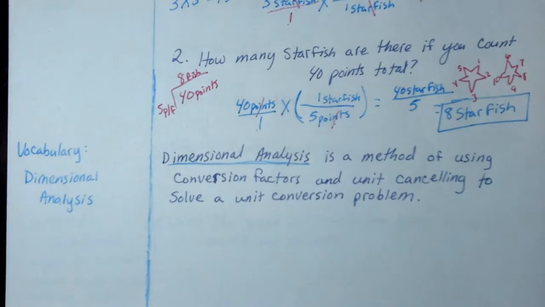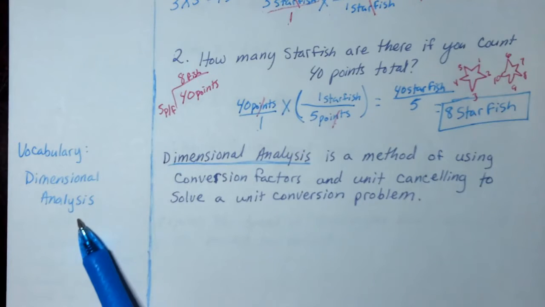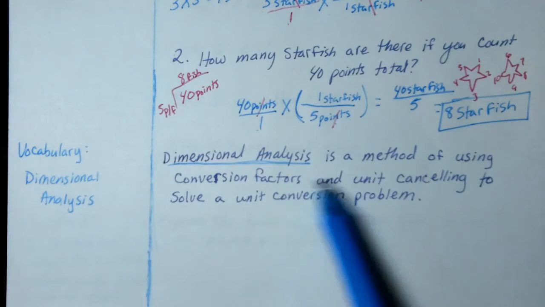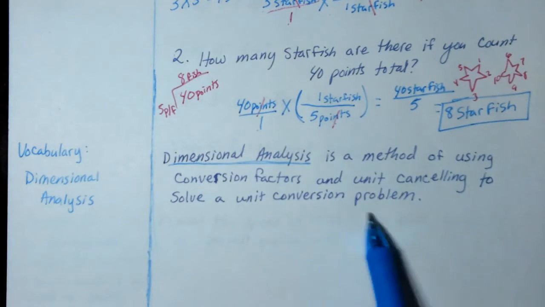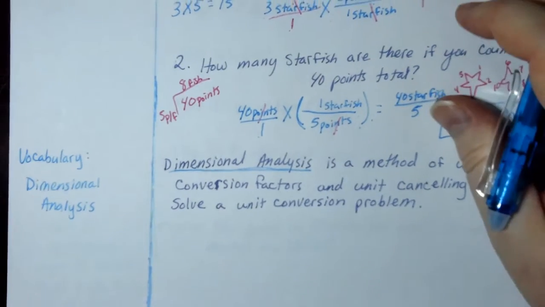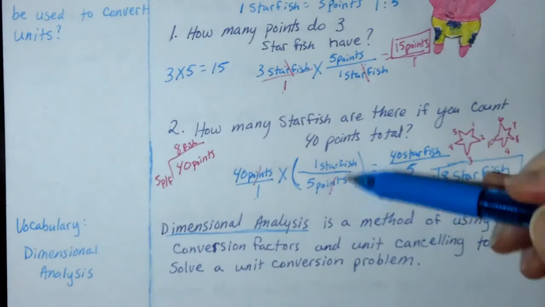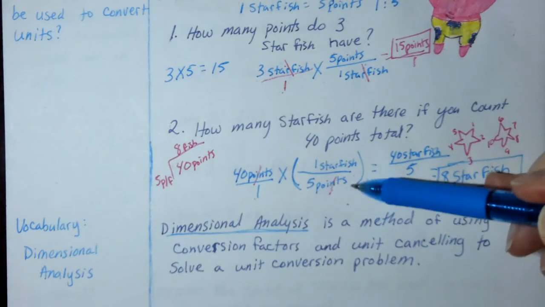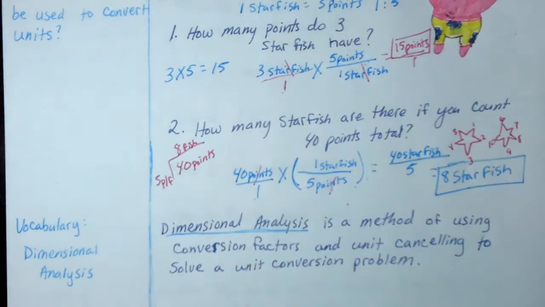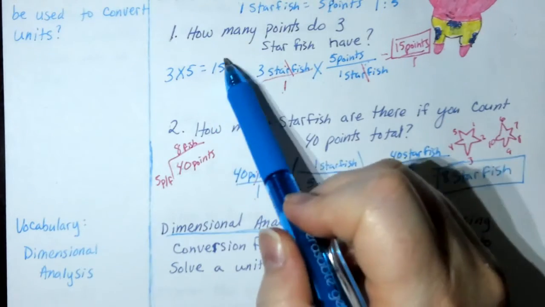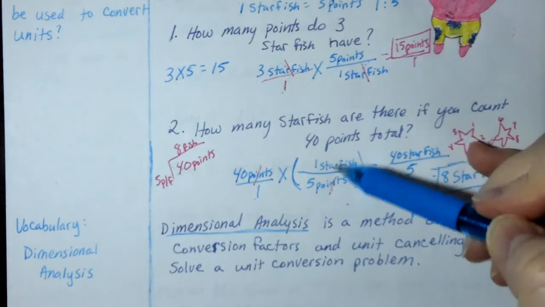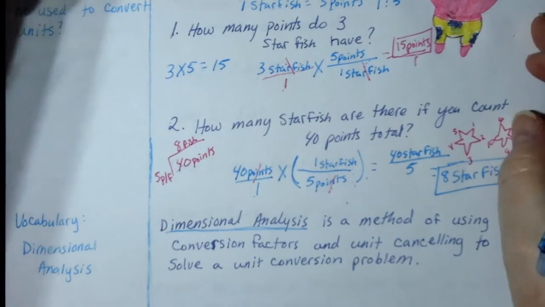Okay, so new vocabulary term, dimensional analysis. Dimensional analysis is a method of using conversion factors and unit canceling to solve a unit conversion problem. This right here and this right here, actually move down. So these two ways that I solved the starfish problem, that was using dimensional analysis. Solving it this way, where we just said, oh yeah, it's totally just like 3 times 5, that's some elementary school stuff. We're in middle school. We're doing dimensional analysis. Thank you very much.